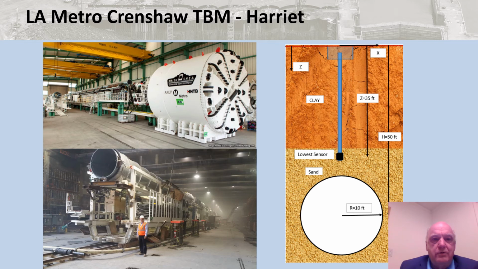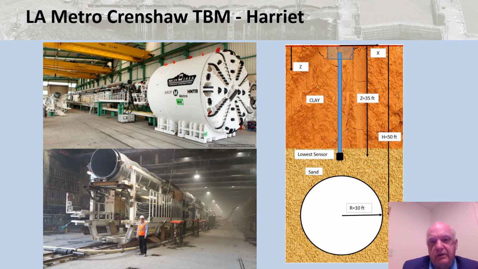The LA Crenshaw line TBM, called Harriet, assembled here, ready to get to work. A concern by LA Metro of mining under the street was that we might suddenly get a big sinkhole in the street. So to help avoid that, we put in borehole extensometers, which have a sensor that goes down to within 5 feet of the top of the tunnel.